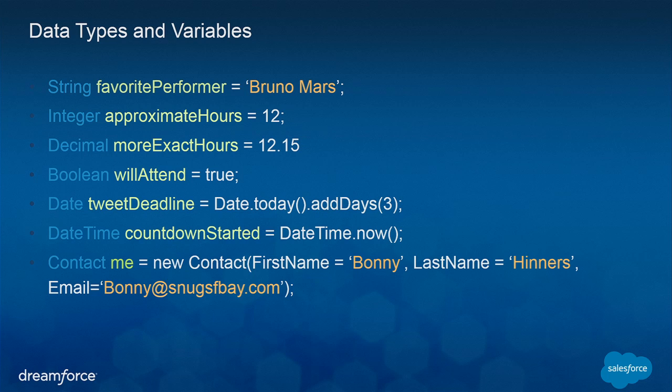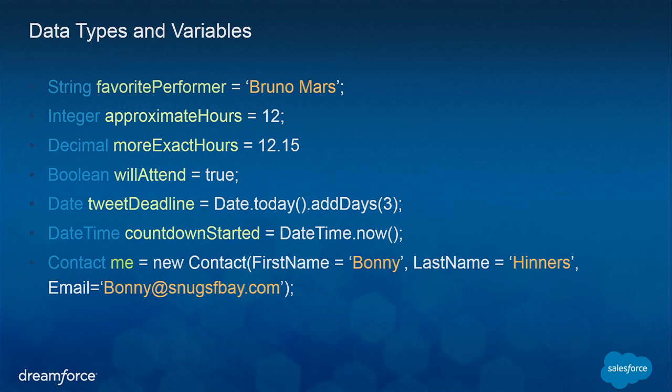We're telling our compiler that we want a variable called tweet deadline. We want it to be of the data type date. So it's going to look like a date field in Salesforce. If you've done a formula and used today, then you're very familiar with saying today with the parens. That's all we're doing here. It's actually a method that can be associated with date. And addDays is also a method that can be added. So we are evaluating today and adding 3 days to it. Basically, when we go to that Bruno Mars concert, we've got 3 days to tweet something about it. After that, it's old news, right?